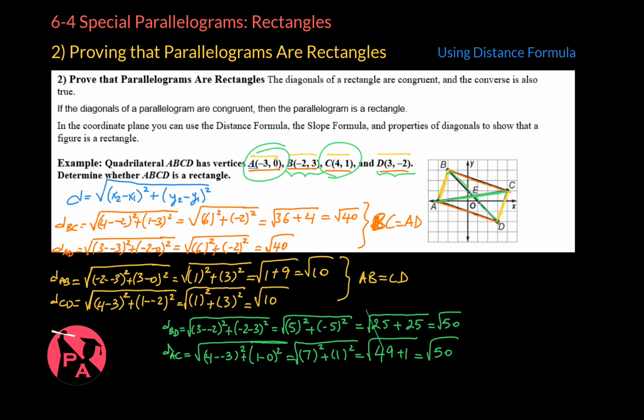Now, this gives me another conclusion, which is that the diagonals are congruent. AC is the same as BD. Now we can say as a conclusion, since the opposite sides are congruent and the diagonals are congruent, quadrilateral ABCD is a rectangle. That's all for this lesson, guys.